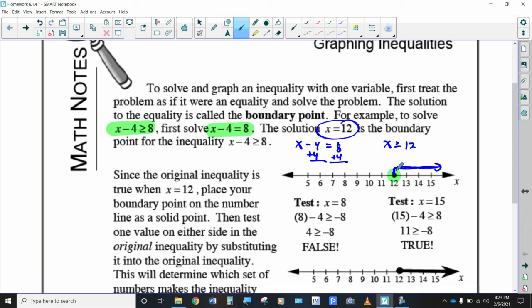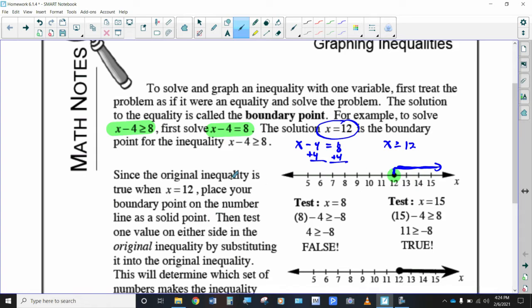And just like with the 5D process, when making the decision, you go through the process of doing the problem and then you decide whether or not you got your answer right. Well, we want to do some sort of a check here to make sure that both our boundary number and the section that got shaded in is truly the solution. So I noticed that they tested the number 8 and 15. I would tend to test the number 0. And so if you plug the number 0 in here, would 0 minus 4 be greater than or equal to 8? And the answer is no, absolutely not.